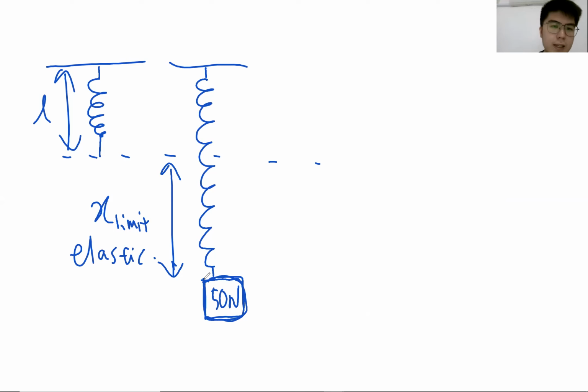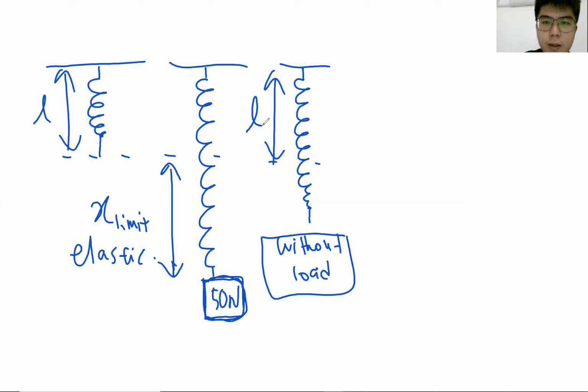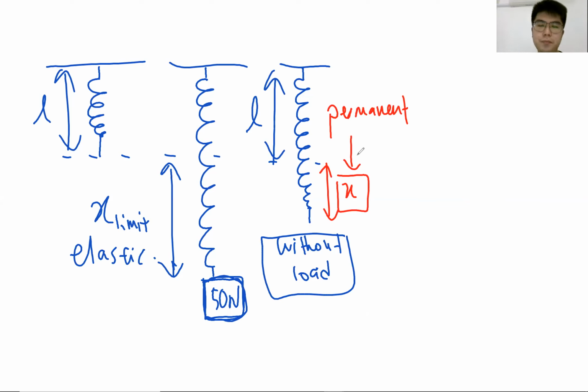extends beyond its elastic limit, what happens when you release this load? If you remove the load, you will see that this is the spring without the load, and it is still extended. This is the original length, and this is the extension. This extension becomes a permanent extension, simply because you have extended beyond its elastic limit.